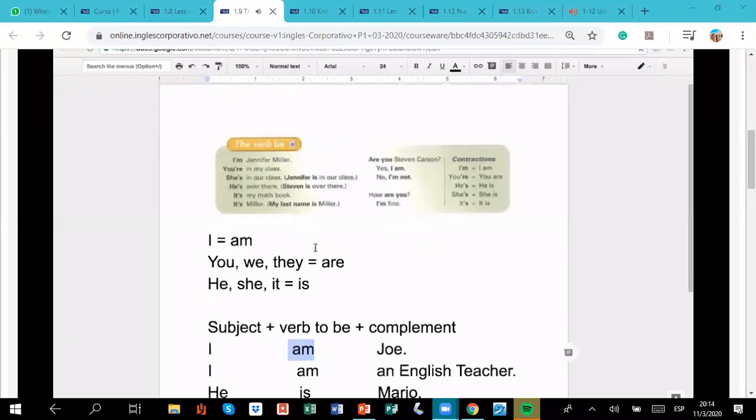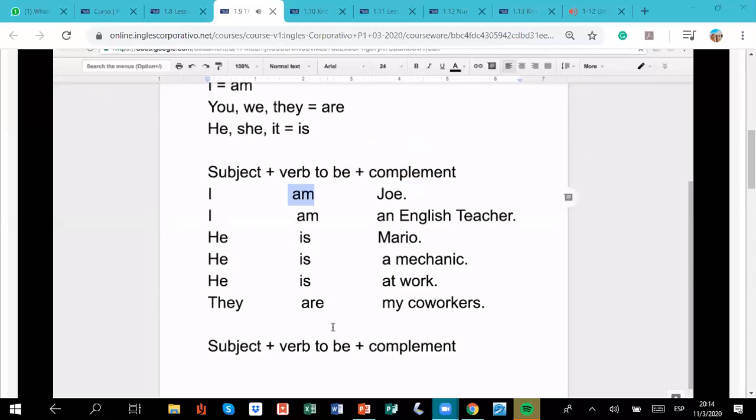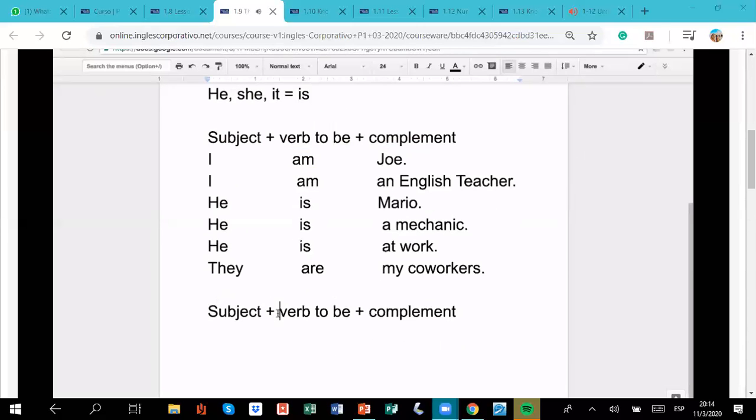So look at the example. Are you Steven Carson? We move the verb to be before the pronoun you. Okay, so our formula needs to change. Now, instead of the subject at the beginning, we're going to say that that's the verb to be at the beginning. And then we're going to say that that's the subject or the pronoun. Okay, and then it's going to follow some kind of complement. So we're going to take the same examples here and simply change the order. And that's basically how we form questions. So I'm going to copy this and paste it here at the bottom.